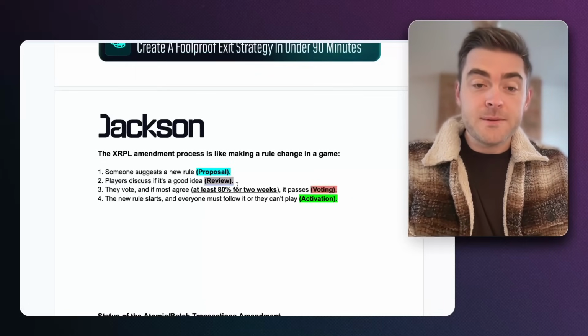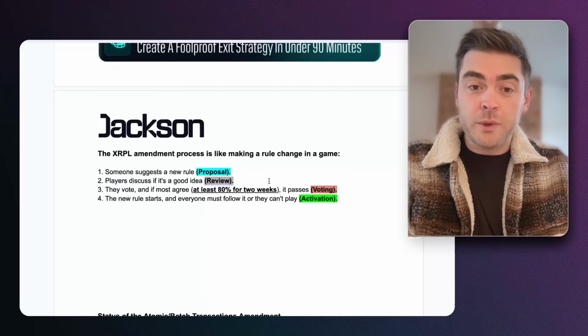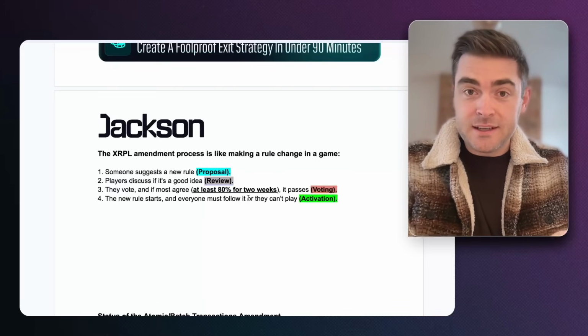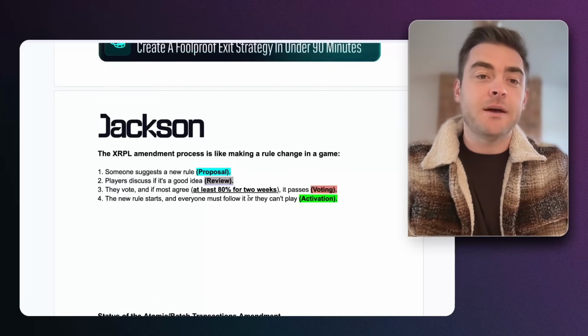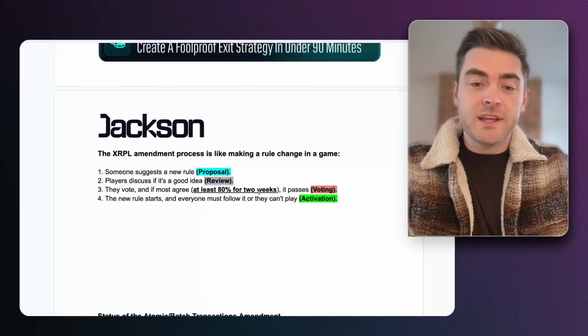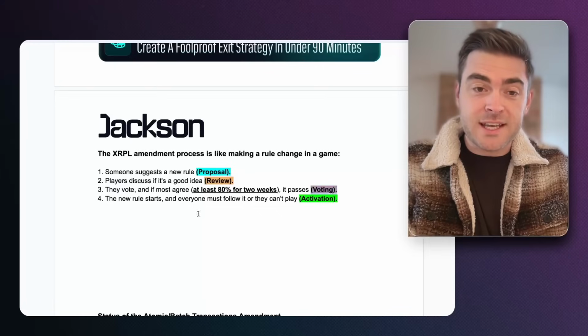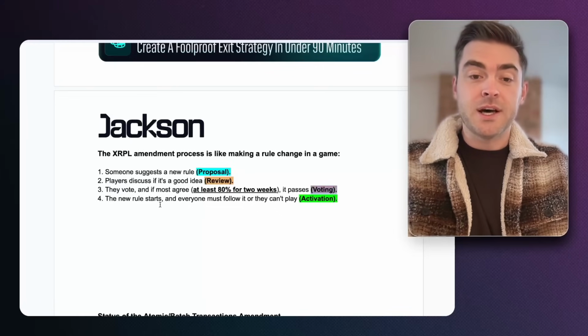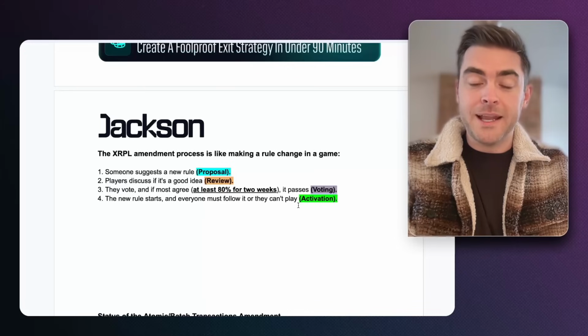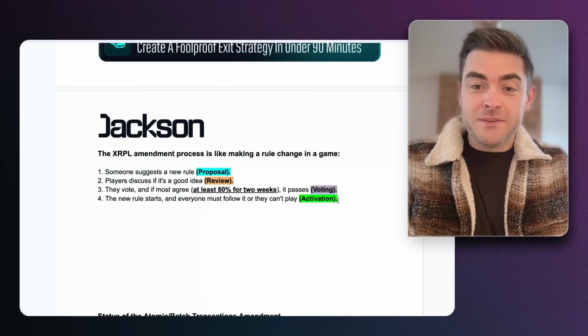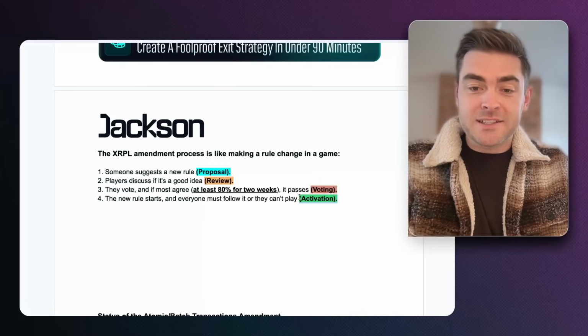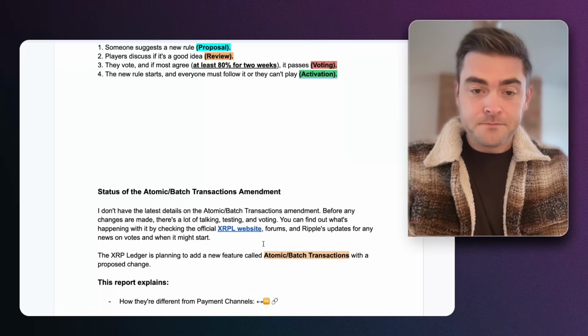They then vote, and if most agree, and the score we look for is an 80% upvote rate, it has to remain at 80% for 2 weeks. That is the voting stage. And then the new rule starts and everyone has to follow it, or they can't be involved in the XRPL. That is the activation. That's when it's actually turned on.